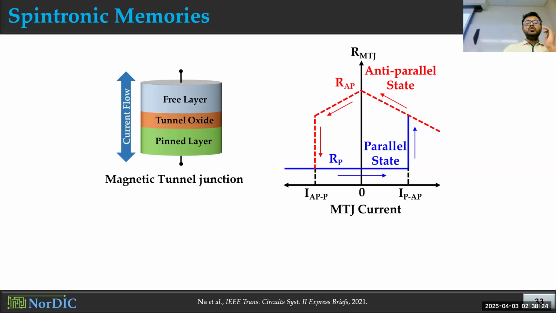So you have these two magnetic layers, right? One is the free layer and another is the spin layer. And you have this relative spin orientation.